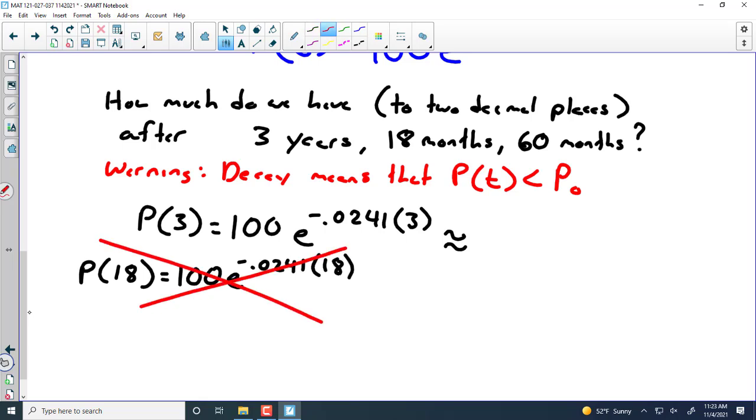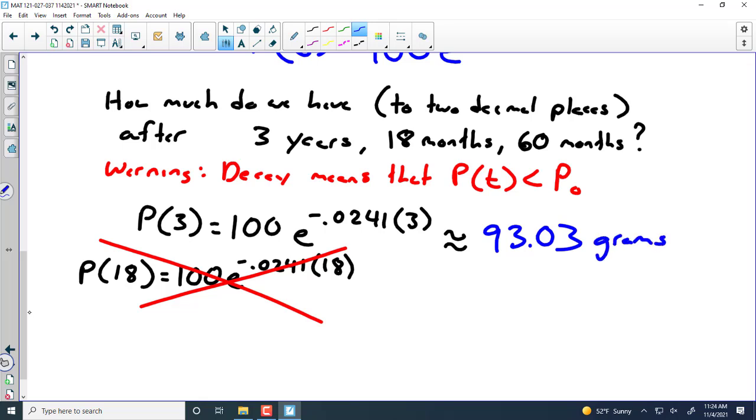Radioactive material? What are we getting for 3 years, everyone? 93.025. The 2 decimal places on this, so that's a good answer, we'll go with 93.03. What are the units on that? Did it tell us in the problem what the units are? Yeah, that's going to be grams.